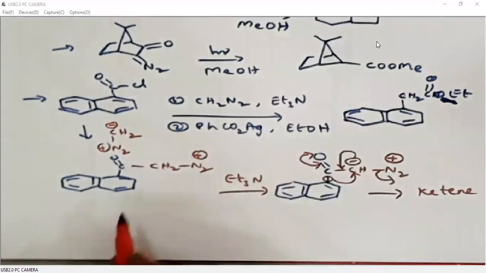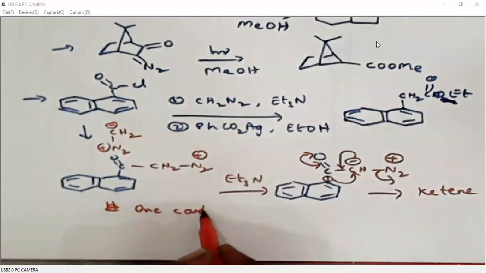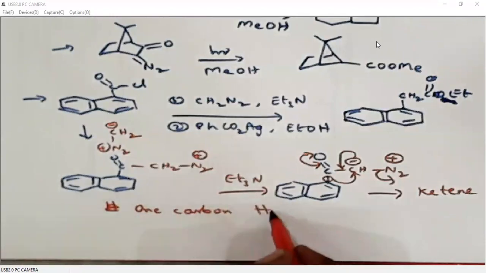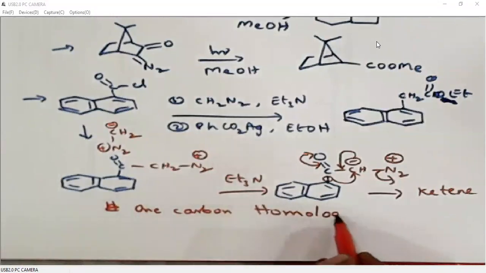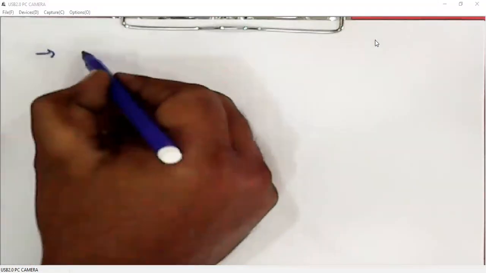So what we can say here, it is one carbon homologation. In case of cyclic systems, it is ring contraction. Not only ring contraction, we can also have one carbon homologation when we start with acid chlorides. I'll give some more examples for one carbon homologation.